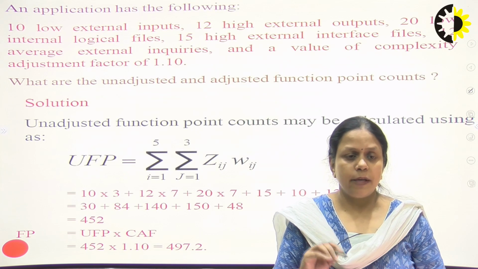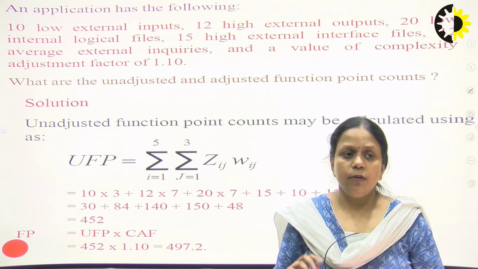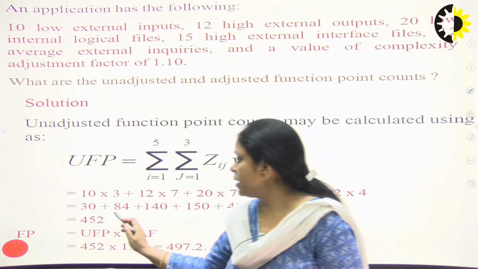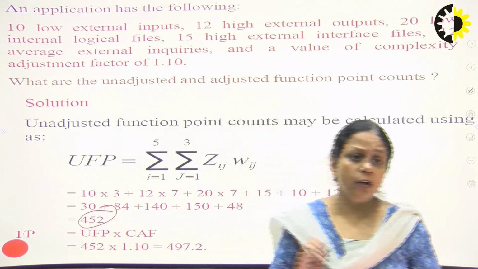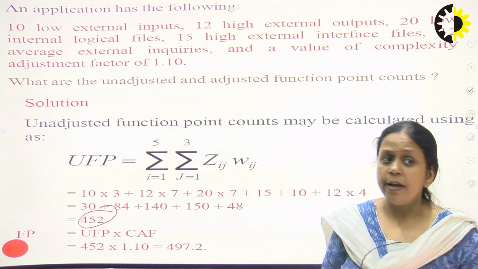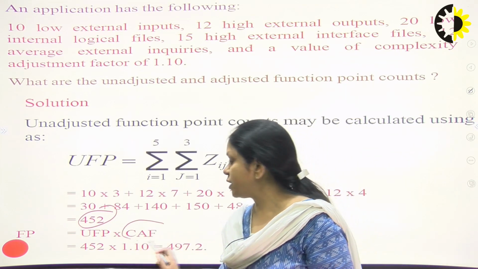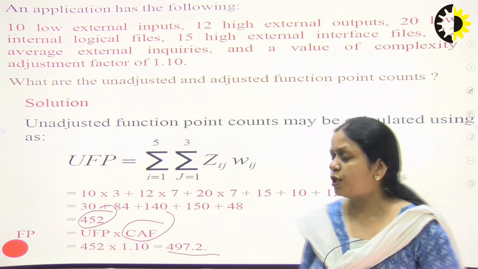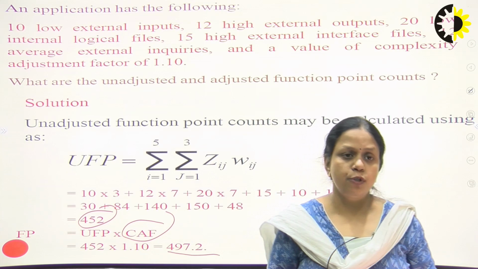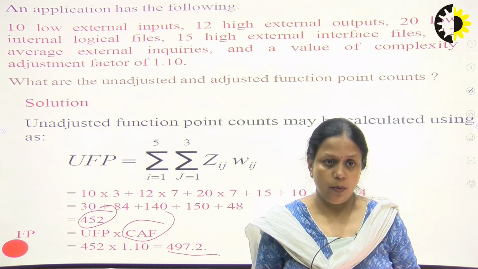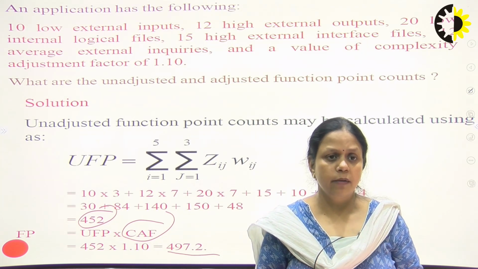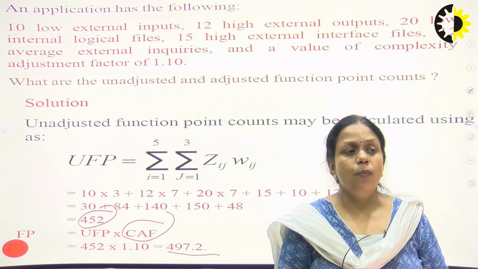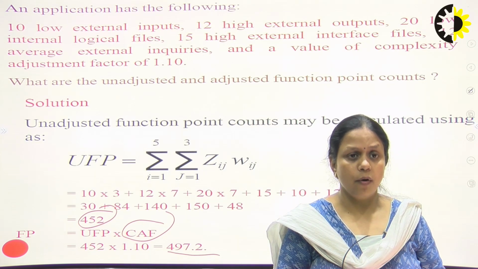Then we will use the table for the function point, and we will multiply the weighting factor accordingly. Then we will find out the unadjusted function point. To find out the adjusted function point, we will multiply it with the CAF, which is already given in the question, which is 1.10. Again, in this question we will find 497.2, which is the function point value. So this type of question can be asked in the exam also, where the complexity adjustment factor is already given.